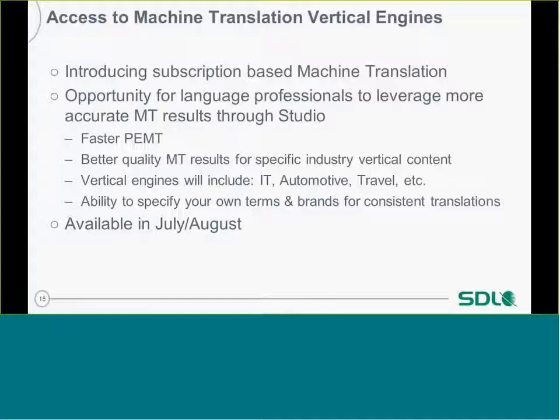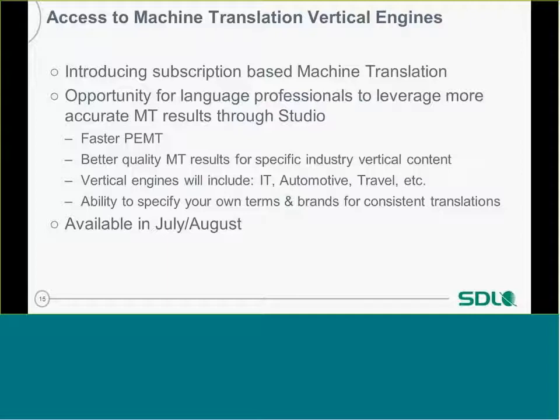What next? Around July time, we're going to extend the capabilities of machine translation. Currently, we have the Global Community, which is a free machine translation, and we will continue to offer a free machine translation solution. But we're going to add some premium features, and in particular, two things. The ability to use a vertical engine. We'll launch, I think, initially IT, automotive, travel, consumer electronics. So there are 4 or 5 key verticals.